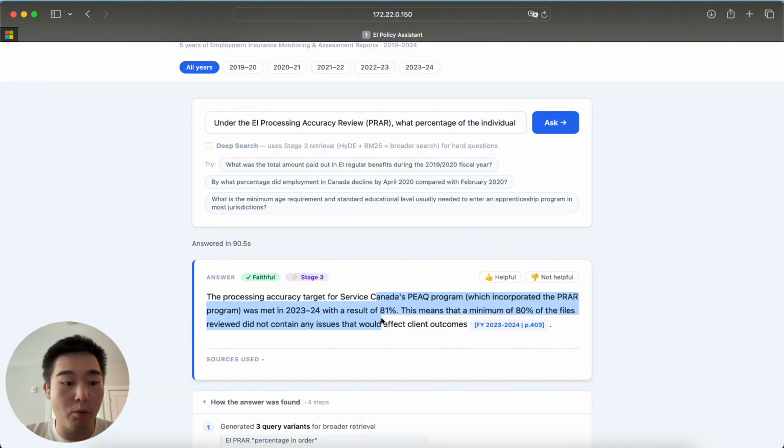So for 3,000 pages, 85% is what I can do so far.